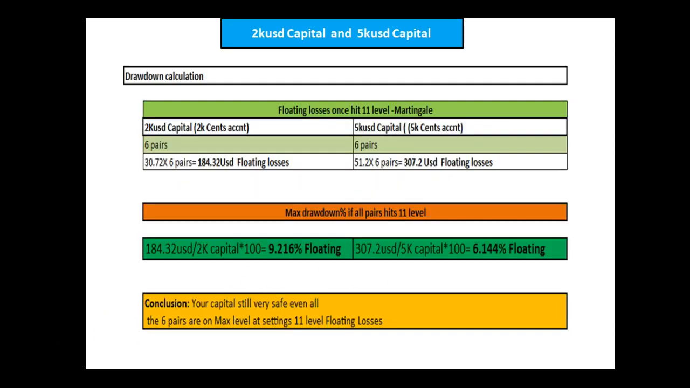So the conclusion here is your capital will still be very safe, even though the 6 pairs are at the maximum level, at 11 levels of floating losses.